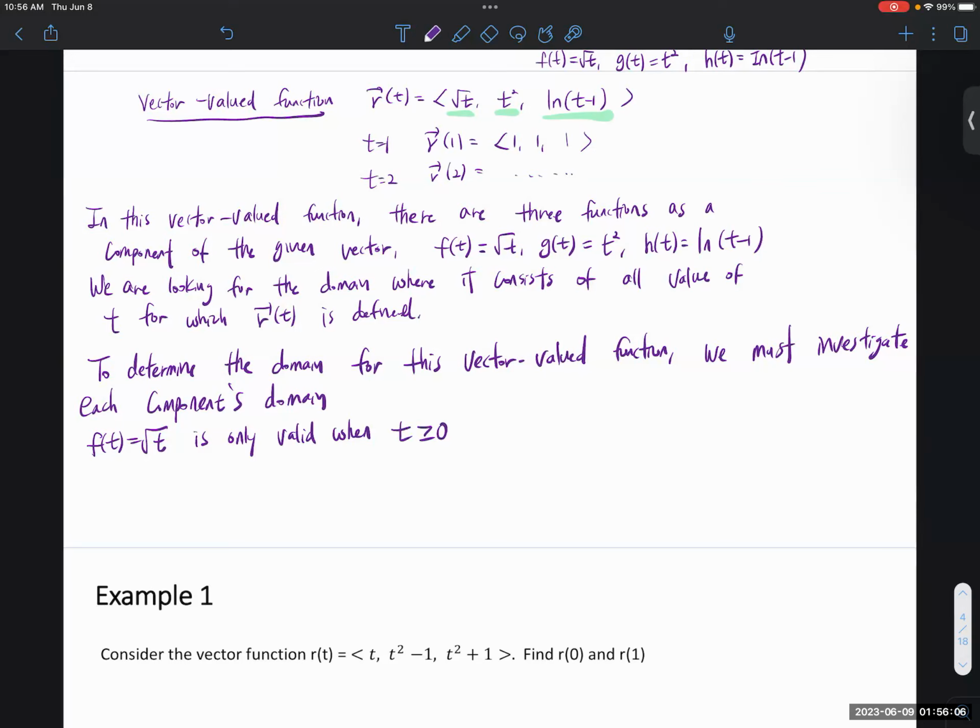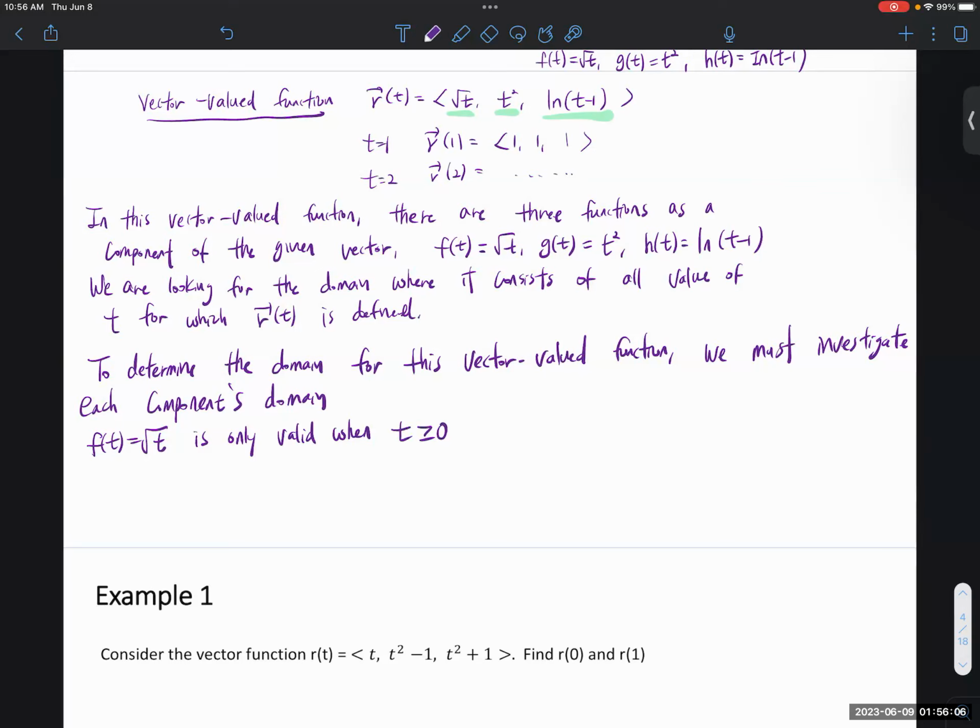Now, what is the real question? They want you to evaluate when t equals 0 and 1. Since this is a vector valued function, the outcomes are changing depending on the input. Does it make sense? A function means you have input and output. So we have input 0 of this vector valued function.